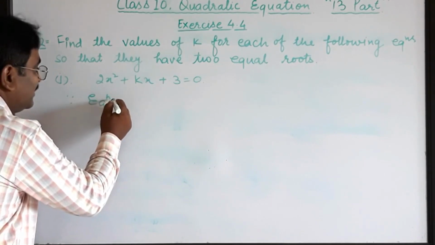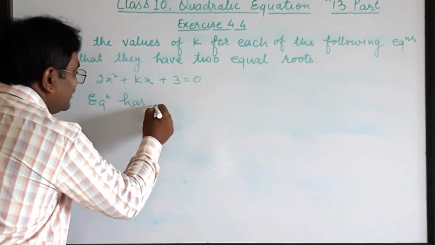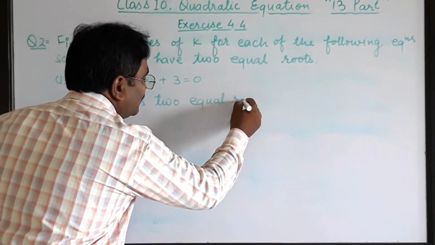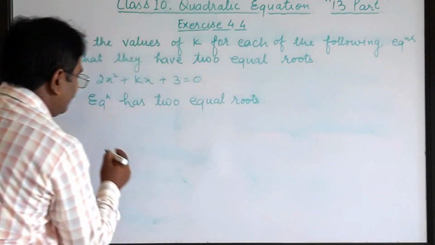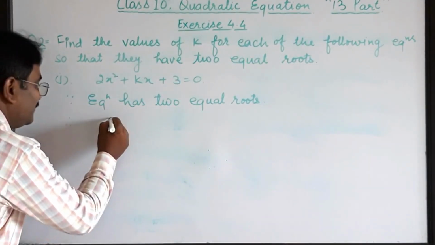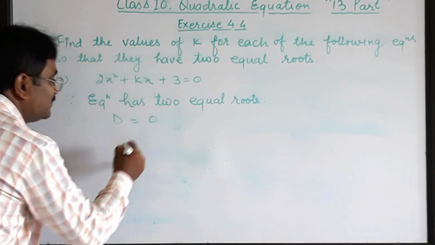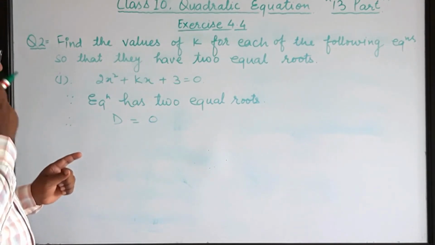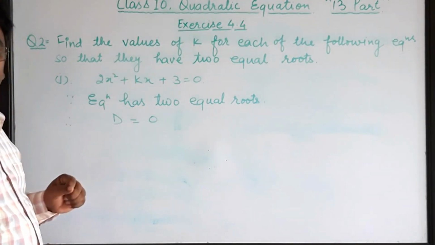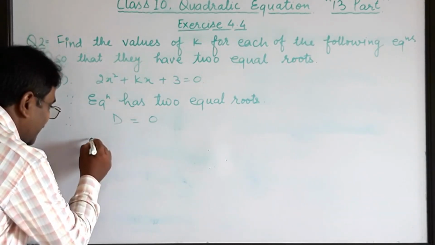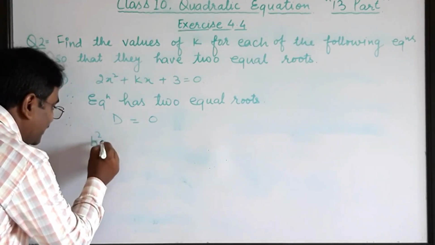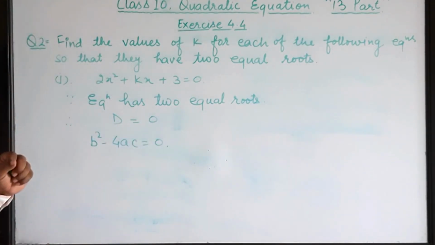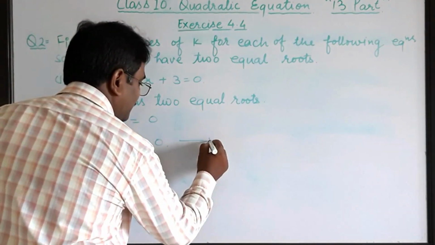Since the equation has two equal roots, therefore the value of discriminant is equal to 0, as we have read in our earlier classes. So as d is equal to 0, therefore the value of d is b square minus 4ac equals to 0, right? So let us suppose that this is equation number 1.